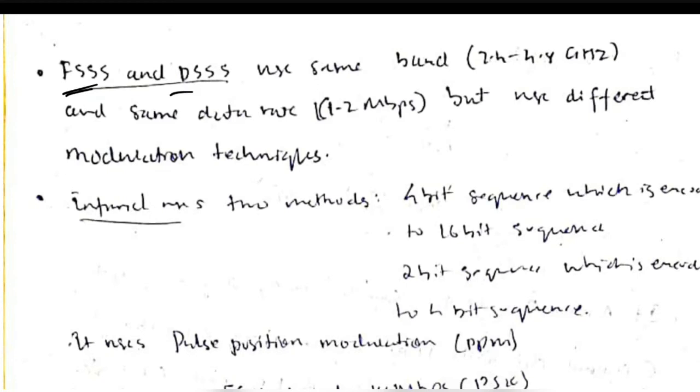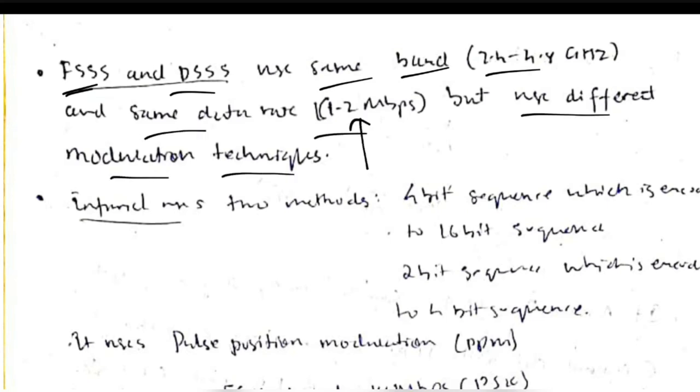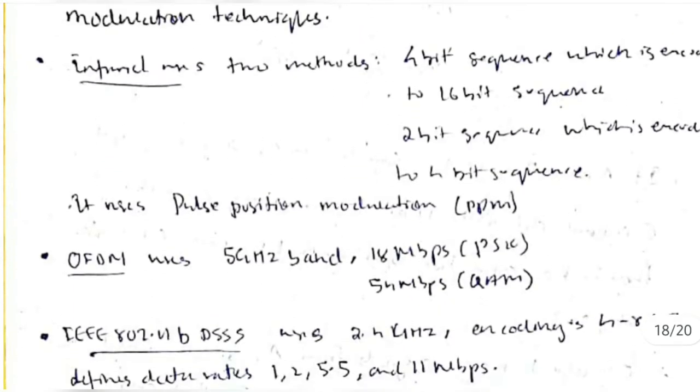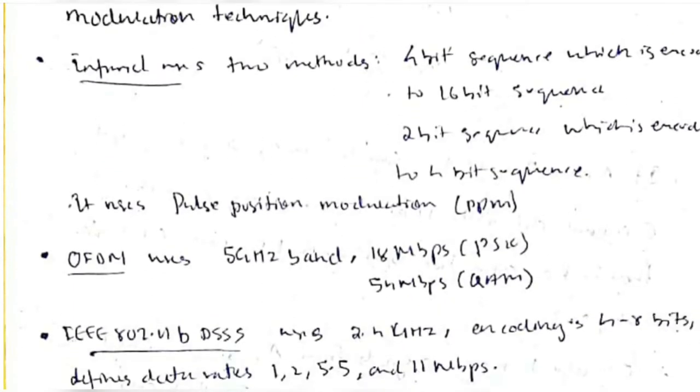See, in FHSS and DSSS, we use the same bandwidth, which is 2.4 to 4.8 gigahertz, and the same data rate, which is 1 to 2 MB per second, but use different modulation techniques. Okay, see here, we use FSK here and we use PSK here. This we discussed, I think, back in module 2, right? So these are the modulation techniques we use in both of these. And the last one is infrared. In infrared, we use two sequences. The first one is 4-bit mapped onto 16-bit, and the second one is 2-bit mapped to 4-bit. It depends on large data or small data. Okay, and we use a modulation called pulse position modulation.